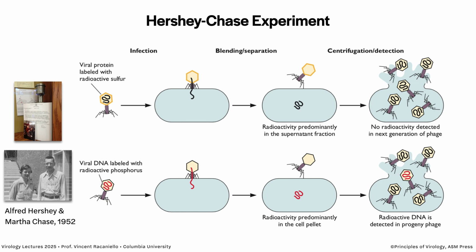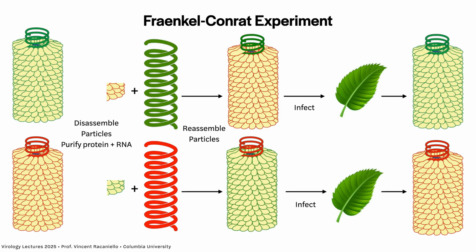The next experiment, with tobacco mosaic virus, is shown here. We don't study this in high school, but I think it's pretty cool. It's called the Frankel-Conrad experiment. Frankel and Conrad identified 2 strains of tobacco mosaic virus. We'll call them green and red. They could distinguish the coat protein of these viruses readily on gels. The coat protein, of course, is what makes up the virus. It coats the RNA in many, many copies.